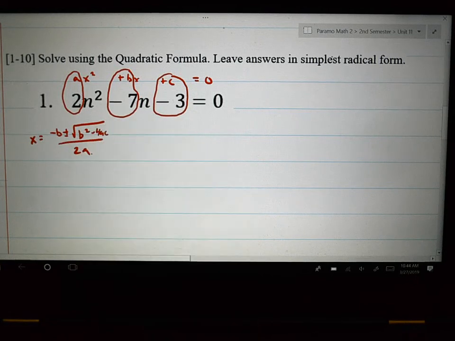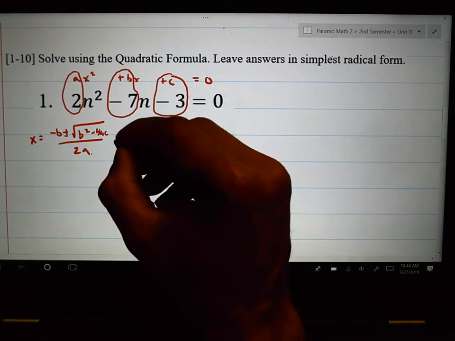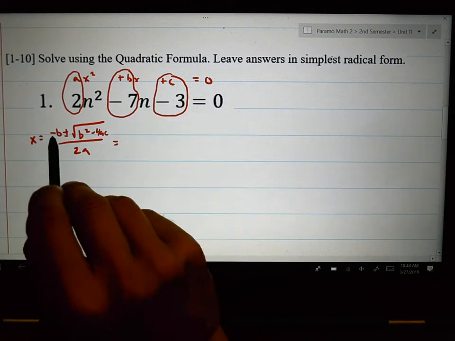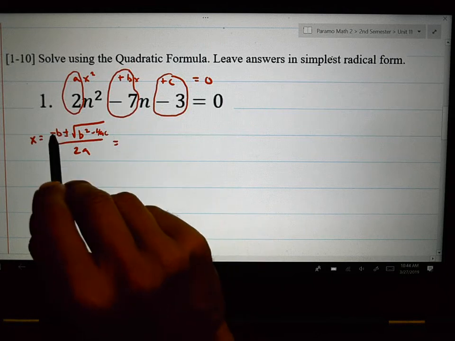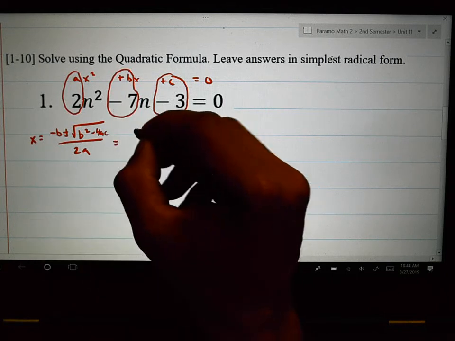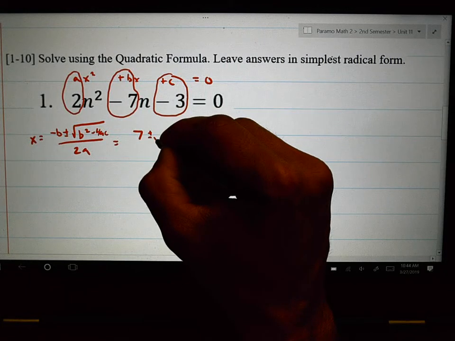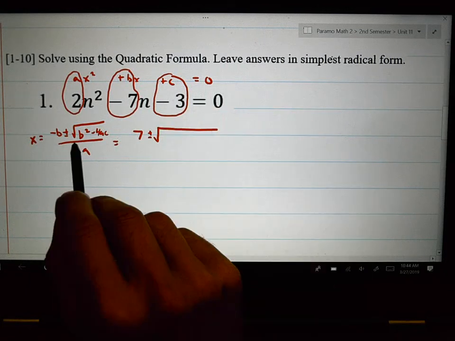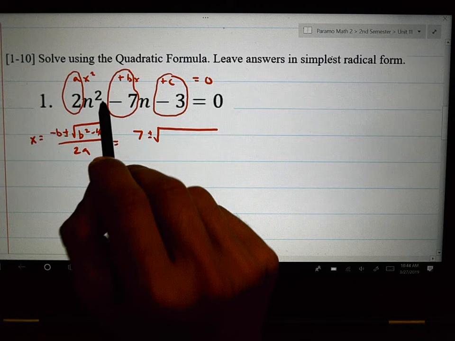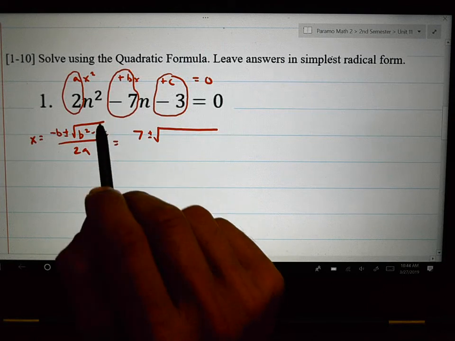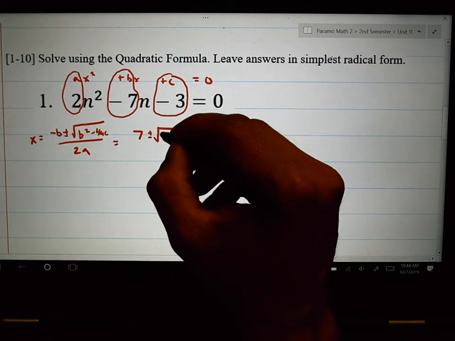So you say it again and again. Eventually, I remember it to that tune. Negative b means the opposite of b. So the opposite of negative 7 is a positive 7. Plus or minus radical b squared means I'm squaring a negative 7 times a negative 7. Don't forget, a negative times a negative is a positive.